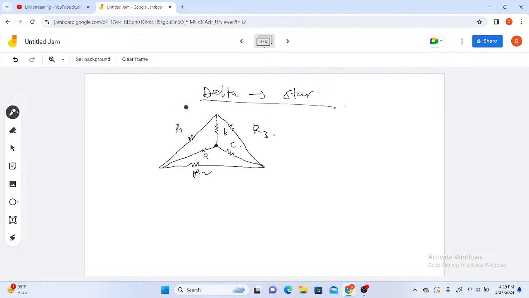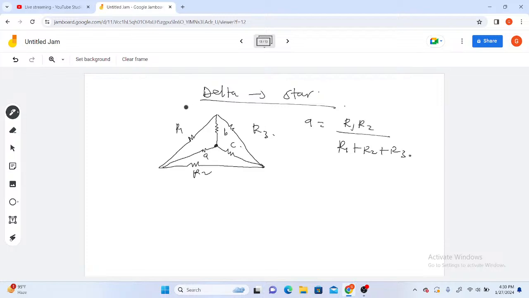Upon finding the values of A, B, C, my delta will then be transformed into what? A star. What are the values of A, B, C respectively? A is equal to, now let's see, A finds itself between resistor 1 and resistor 2. So what we do is we multiply them. R1, then what? R2 over the sum of all the other three. R1 plus R2 plus R3.